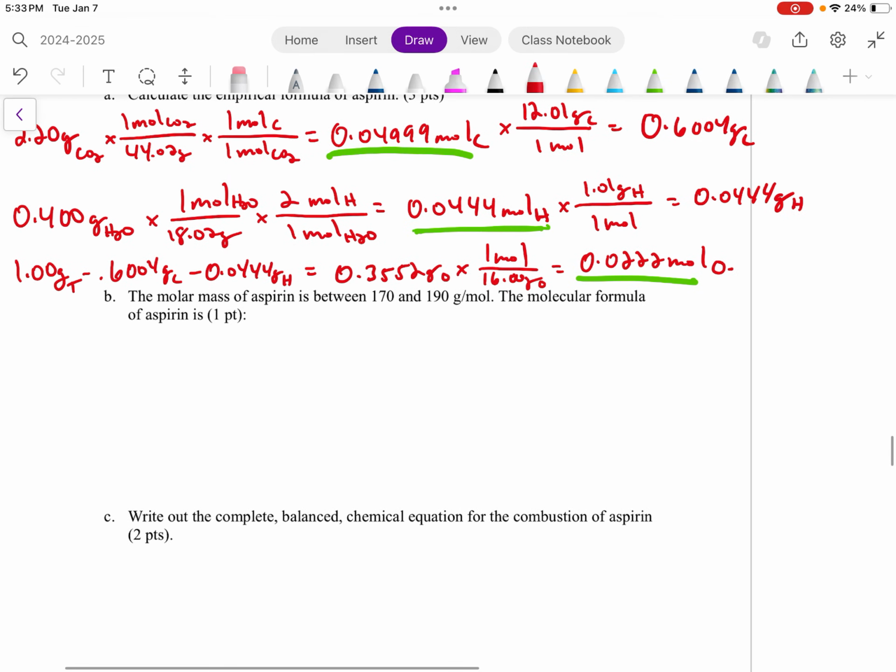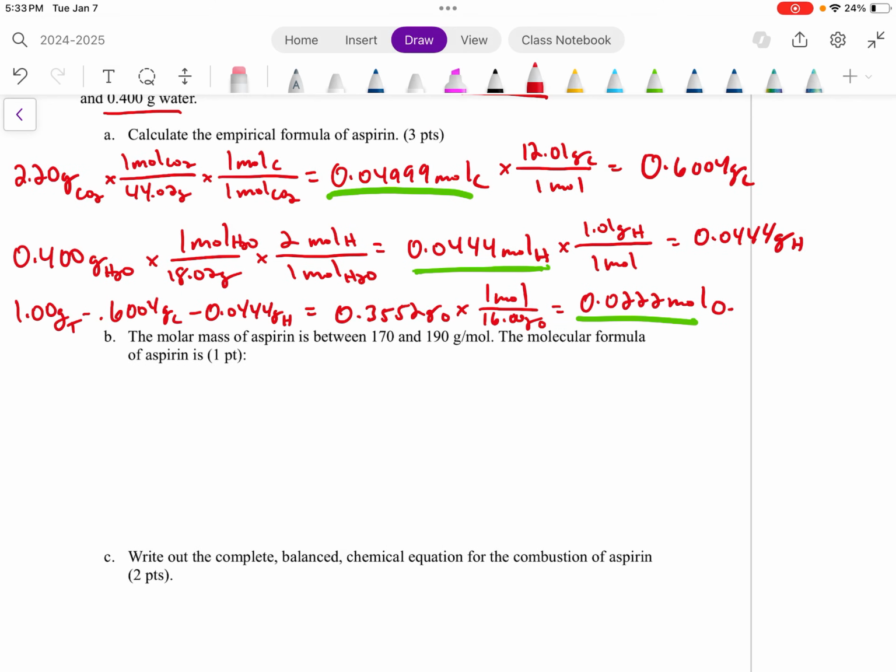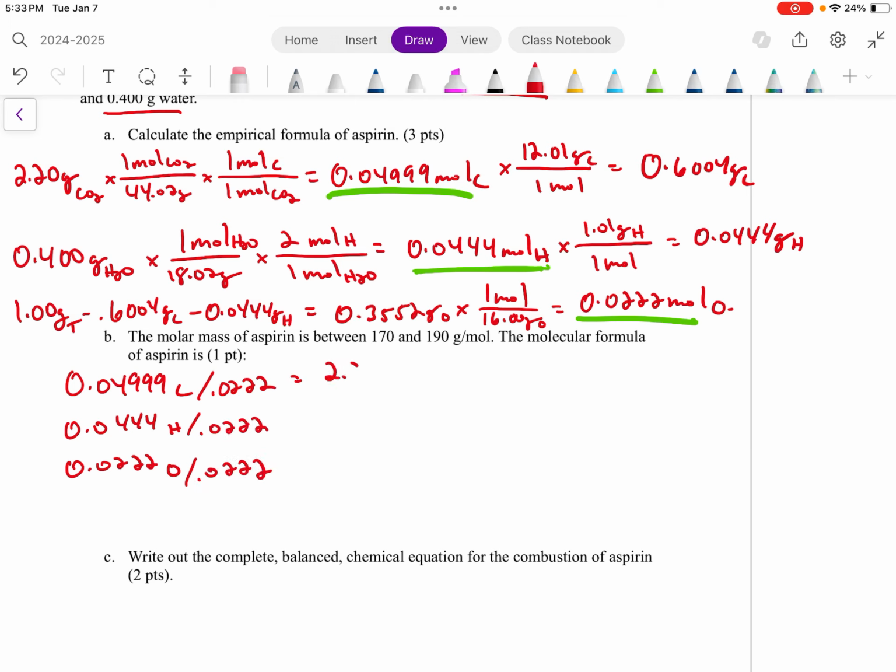So I'm just going to actually scroll down just because I'm running out of room here. Actually, I could just do it here. So we have 0.04999 of carbon, 0.0444 of hydrogen, 0.0222 of oxygen. So remember, the trick is to divide them all by the smallest number. So if I do that, I get 2.25, I get 2, and I get 1.